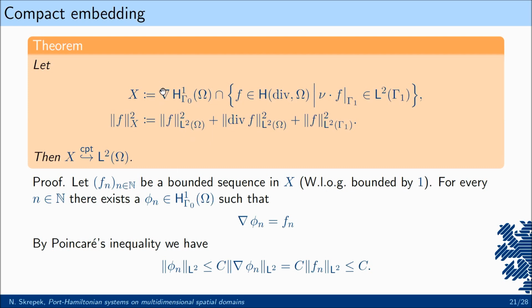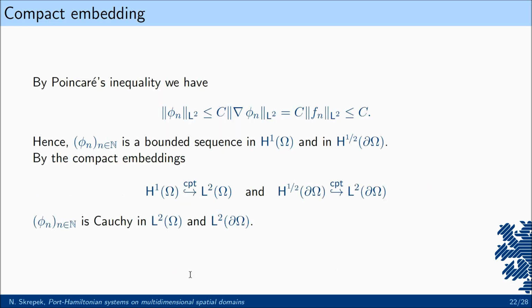If we take a bounded sequence in X, and without loss of generality, it's bounded by 1, then by definition there is another sequence phi n, such that the gradient of phi n is Fn. And by the Poincaré inequality, also phi n is bounded in L2. But also the gradient is bounded in L2. So phi n is bounded in H1 and also in H1 half on the boundary. So by compact embeddings that we already know, H1 and H1 half, phi n is a Cauchy sequence in L2 on omega and L2 on the boundary.